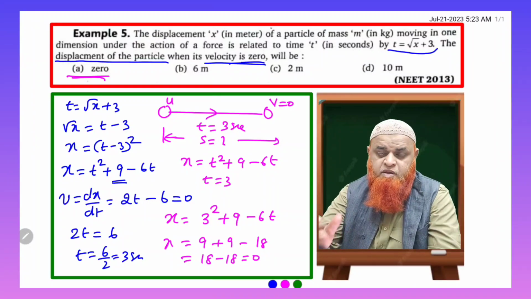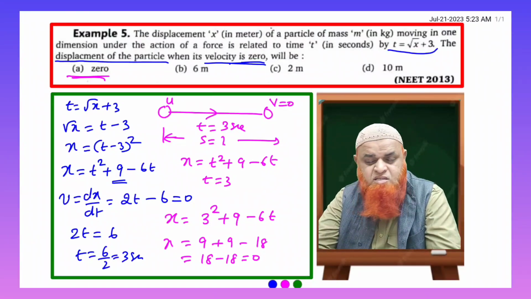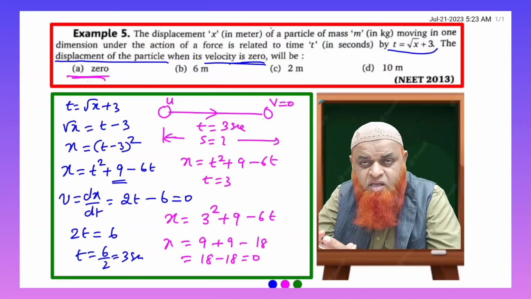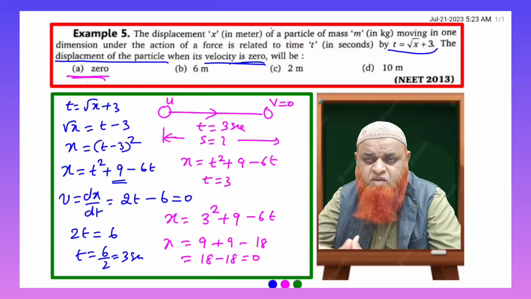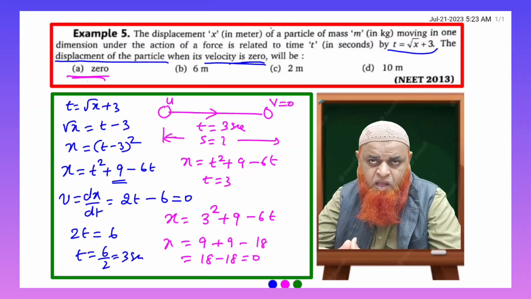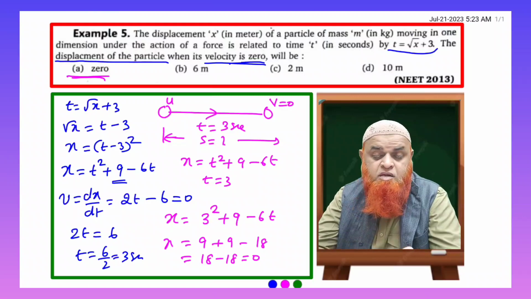Okay, so displacement is 0. That means the body is at rest. The body is not at all moving. That is the meaning of this problem actually. Okay, so finally we got a conclusion that displacement is going to be 0.